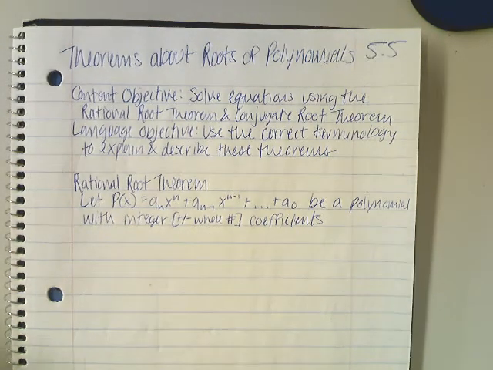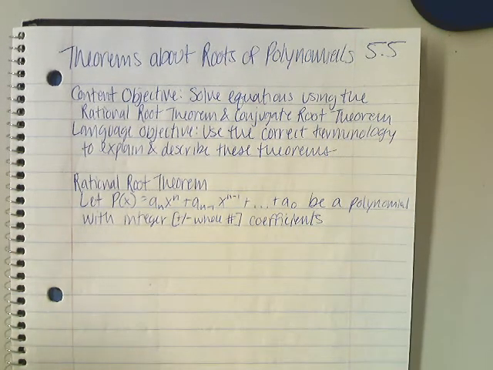Okay, so today's notes are our last section for Unit 5. It's on theorems about roots of polynomials. It's section 5.5, and our content objective is to solve equations using the rational root theorem and the conjugate root theorem. And our language objective is to use the correct terminology to explain and describe these theorems.